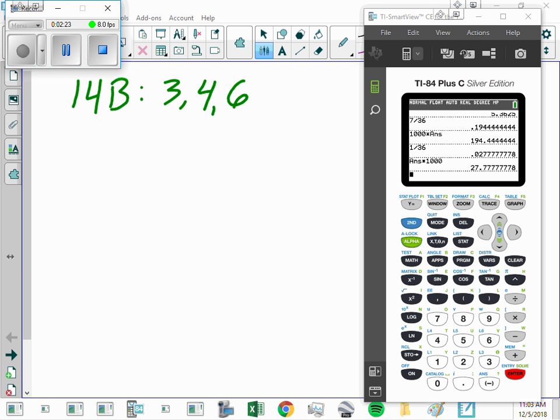Oh, 4 is false? Dang it! Okay, let me reread that. True or false? The chance that the first one lands 1 or the second one lands 2 is 1/6 plus 1/6.